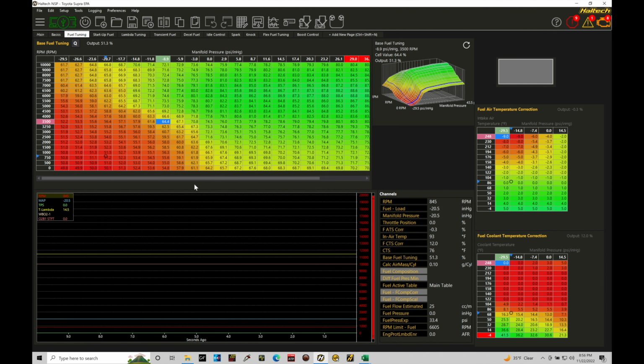Okay, so let's get started. We're going to be taking a look at working with our speed density volumetric efficiency airflow strategy within our Haltech Elite using our NSP software. Now, we have a couple different choices for dialing in our fueling to our engine. So we can work with the VE speed density strategy, we can work with a mass airflow sensor, we can work with injection time based or fuel flow rate based type of tuning.